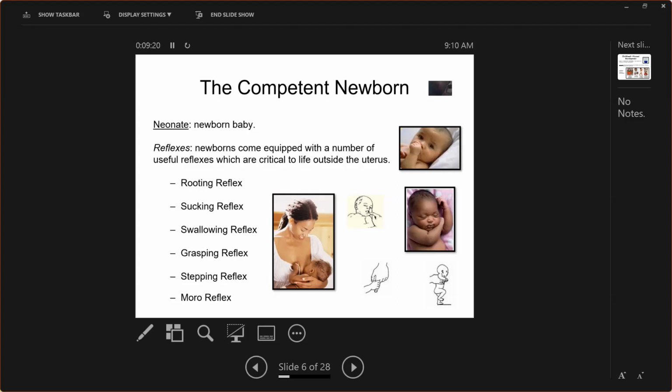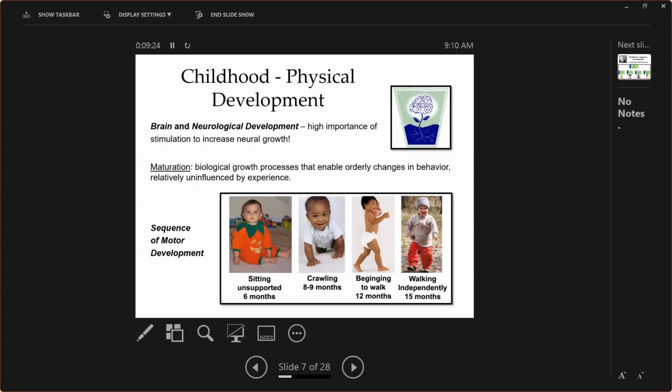So from this point, now we have a newborn baby. That baby is obviously going to grow and develop and change incredibly over the lifespan, just like they do before birth. They continue to grow and develop afterward. There's a lot of physical development that happens after birth. And we see an incredible amount of brain and neurological development that happens starting right away, right? Very, very important that you give babies a lot of stimulation in order to help that neural growth and that mental growth to happen. And I'm sure you've heard this, right?